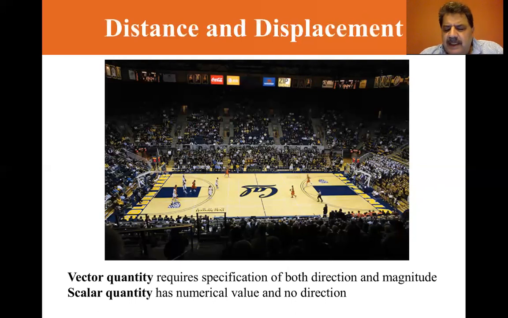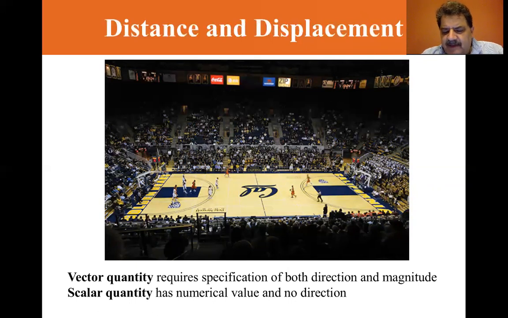A scalar quantity has numerical value only and no direction. Example, how far did the car move as measured by the odometer? Your odometer only goes forward, hopefully, unless somebody's cheating you. Your odometer only goes forward and never backward. So the scalar quantity, the distance, is always positive.